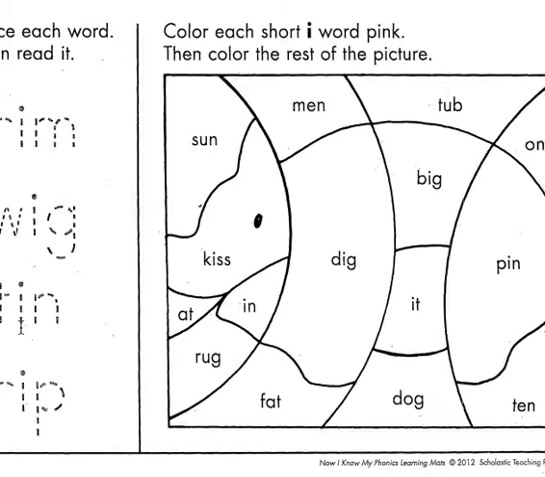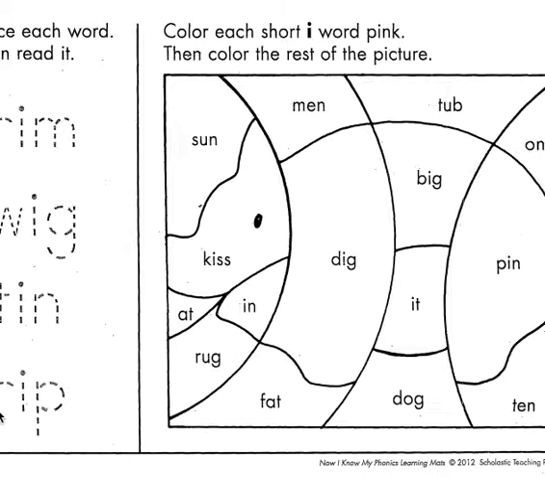Then we have tin. Now, keep in mind that this is not the number ten. Number ten is T-E-N. This is T-I-N. Tin is a metal that we use. Some things are made out of tin. If you've ever watched the movie The Wizard of Oz, they have a Tin Man. Tin is a metal. So this is what they're speaking of here. Make sure you're blending it.